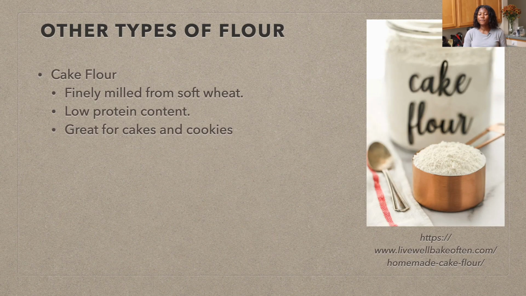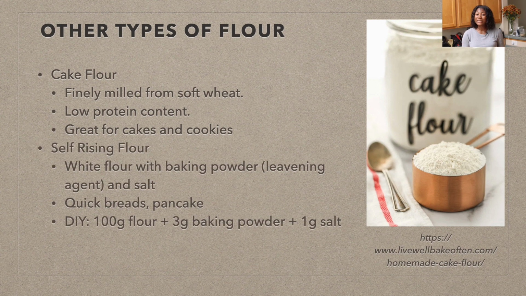Cake flour is another type of flour, and this is finely milled from soft wheat, and it has a very low protein content, which makes it awesome to make cakes and cookies. We also have self-rising flour, which is basically white flour with some baking soda and salt. So if you want to save some money and make yours at home, you would need 100 grams of flour plus 3 grams of baking powder plus 1 gram of salt. And self-rising flour is great for quick breads and pancakes.